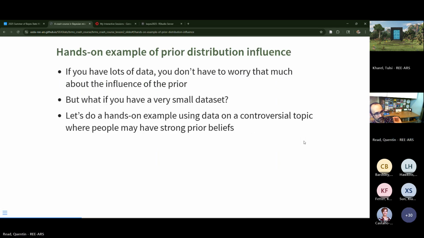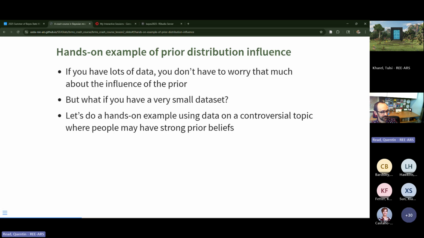Now, clearly, you can see that the more data you have, the less influential the prior is, so the less sensitive your results will be. But what if we have a very small data set? We're going to do a hands-on example, and I intentionally picked a topic that, at least in the past, was seen as controversial to the point where prior beliefs may differ among scientists of what the effect is likely to be.